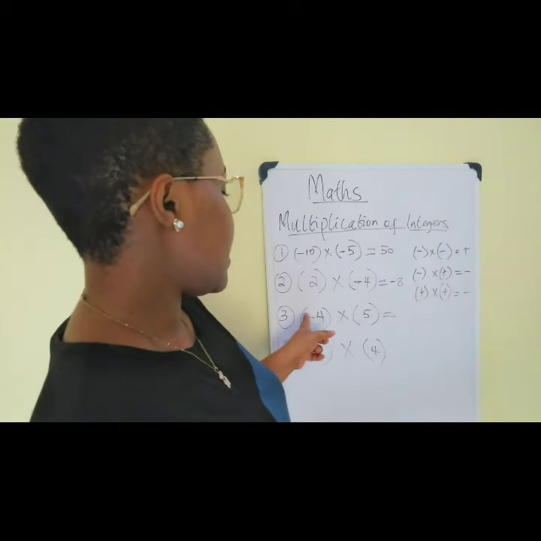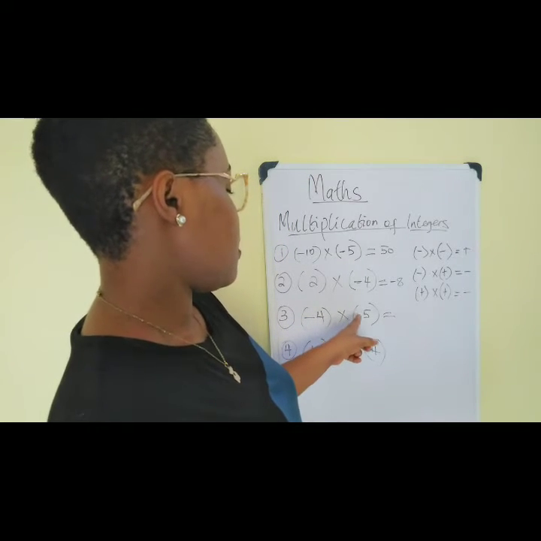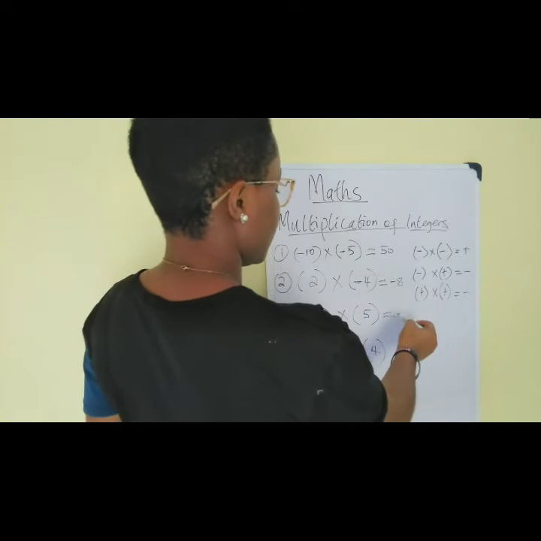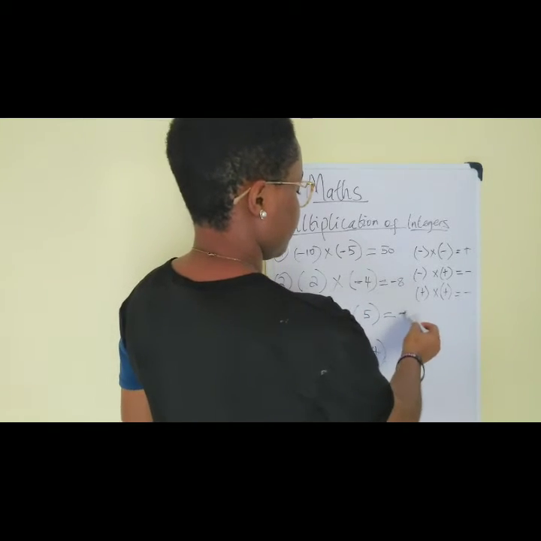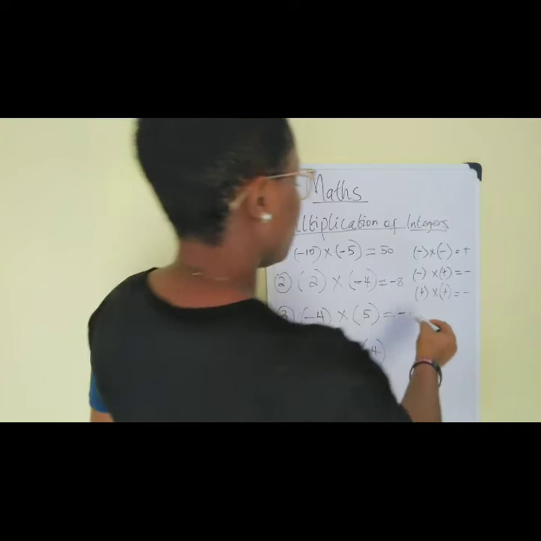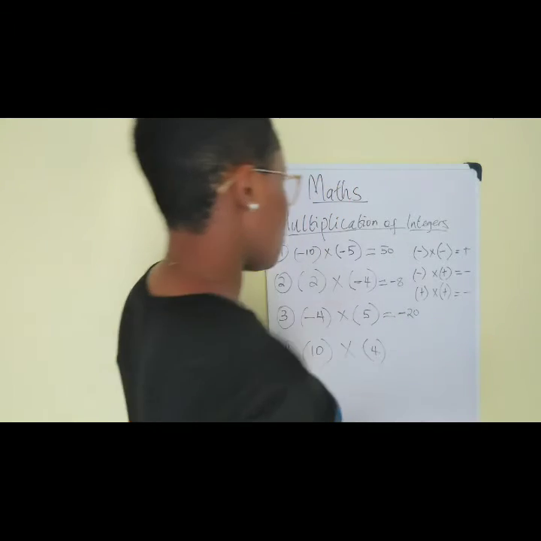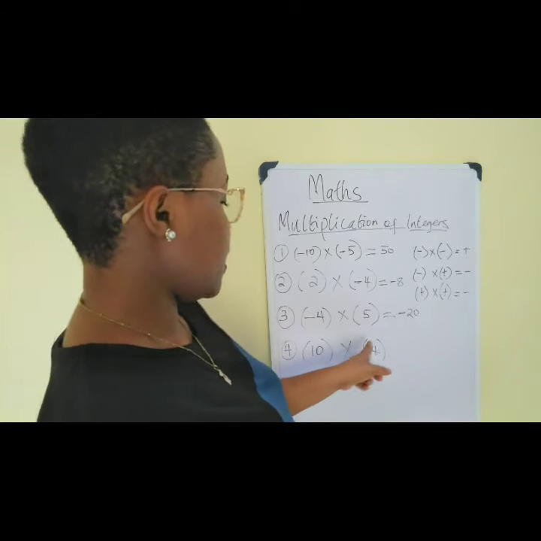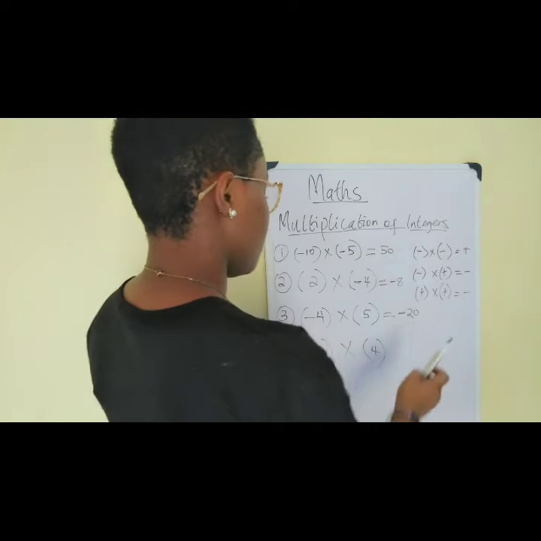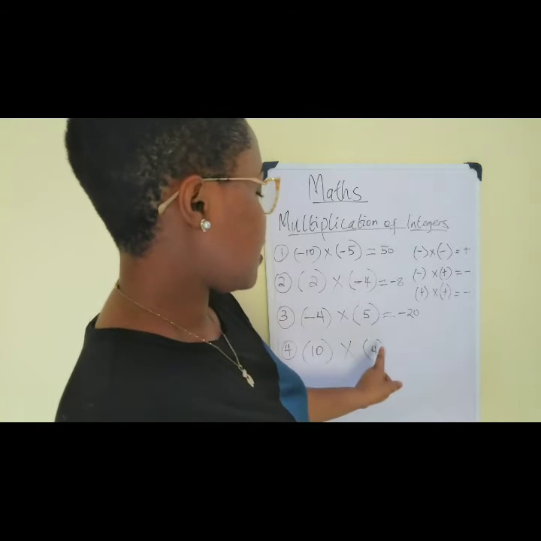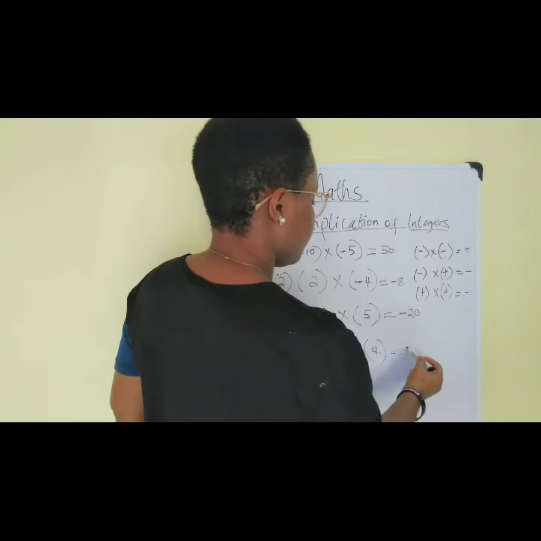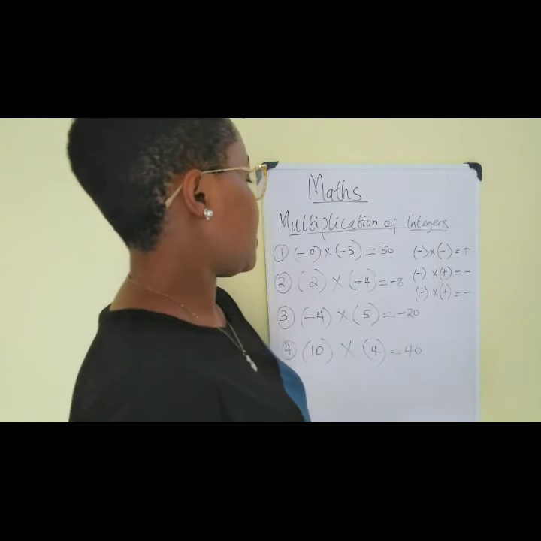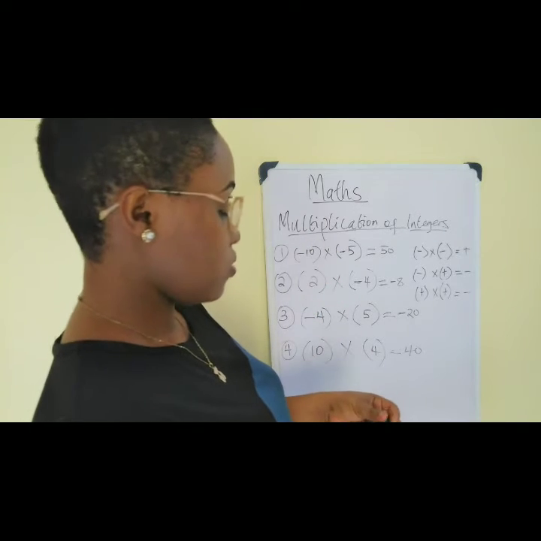The third one, a negative 4 multiplying a positive 5. A negative multiplying a positive will give us a negative outcome. 4 by 5 is 20. So we have our answer as negative 20. Then a positive multiplying another positive will give us a positive outcome. Then 10 times 4 is 40. So these are the answers that you get for this sort of problem.